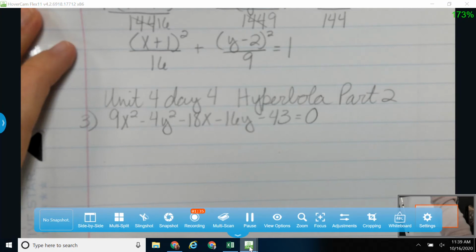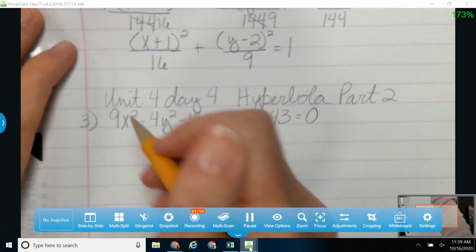Okay, again, we're going to spend some time next week on this, but just so you know, I know that this is a hyperbola because my numbers in front of x squared and y squared are different, and there's a minus sign in between. We just talked about the numbers in front of x squared and y squared being different with a plus sign in between, but this time I have a minus sign in between. That's how I know that this is a hyperbola.